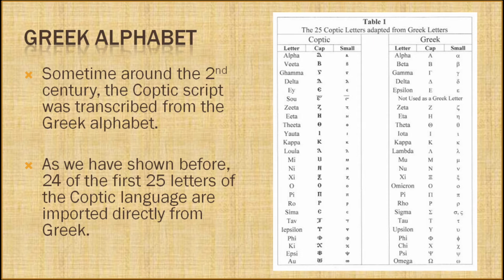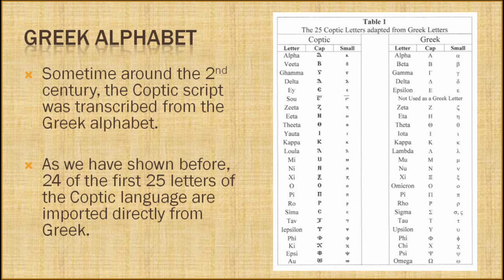They took all of the Greek alphabet and they just put some similar letters to them in Coptic, as you can see in this table. Coptic is on the left side and the right side is Greek. And so if you look at this, you'll notice that 24 of the first 25 letters of the Coptic language all came directly from Greek. So the 24 Greek letters were all imported over to Coptic. They just look a little different.